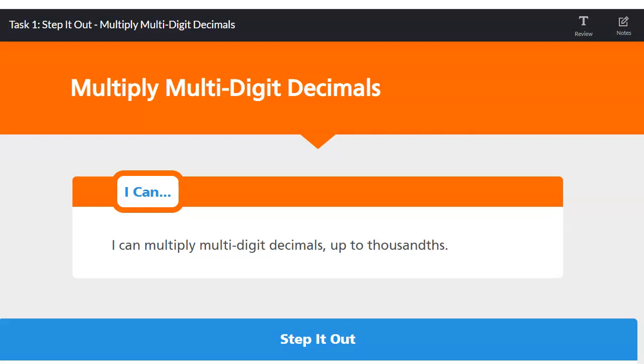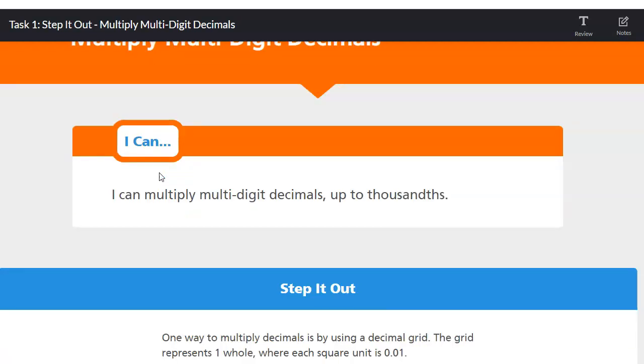Okay, we're on Module 4, Lesson 2. The lesson's called Multiply Multi-Digit Decimals. You can find this on pages 109 to 110 in your book, or you can follow along on the online version. So, the I can statement is: I can multiply multi-digit decimals up to thousandths.